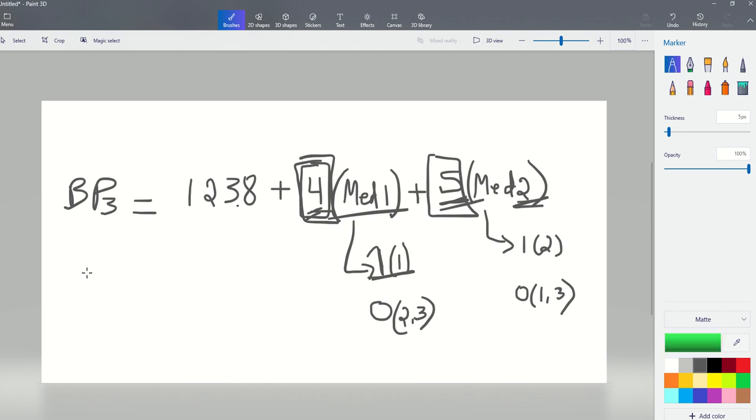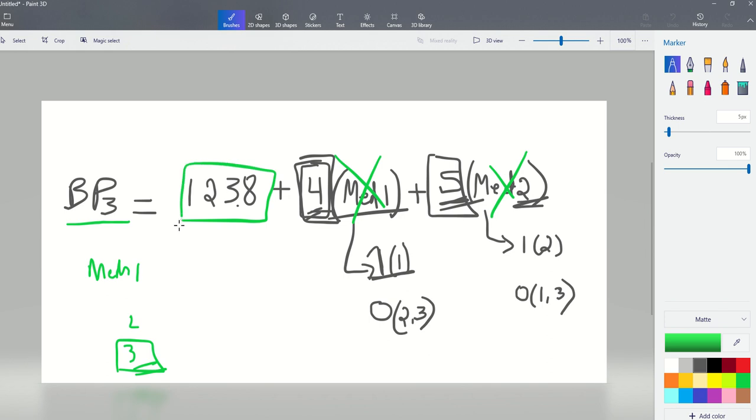Now, actually, what you can do is you can ask yourself, can I get to the predicted or estimated blood pressure for those on med 1, for those on med 2, and for those on med 3? Well, let's start with med 3 because it's the easiest one. A patient on med 3 gets a 0 here and a 0 there, and therefore you're left with 123.8. And here, the 123.8 is the average blood pressure for a person on med 3.